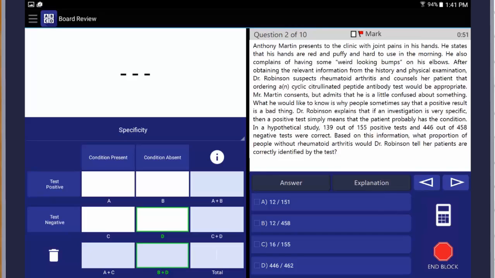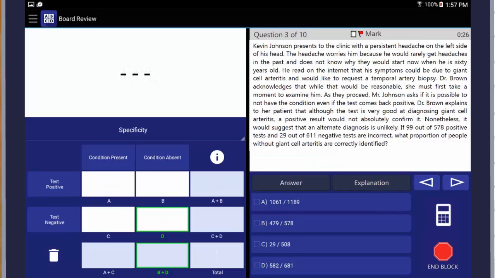For this question, we know that there are 446 true negatives, but we do not know how many people in total do not have the condition. In order to determine that value, we first must calculate the number of false positives. Looking at the positive tests only, we see that 139 out of 155 people actually had the condition. That means that there were 16 false positives. Now we just add the number of false positives to the number of true negatives to find the total number of people without the condition. Finally, by dividing D by B plus D, we get our answer. D, 446 over 462.